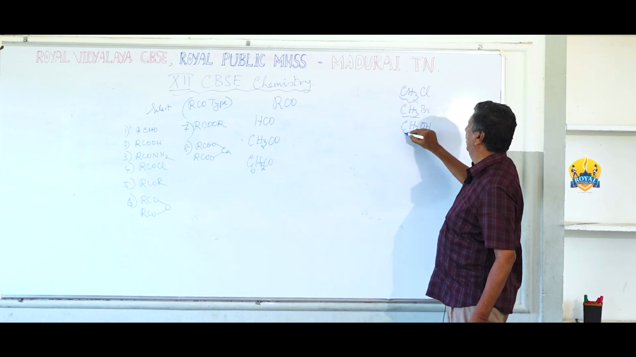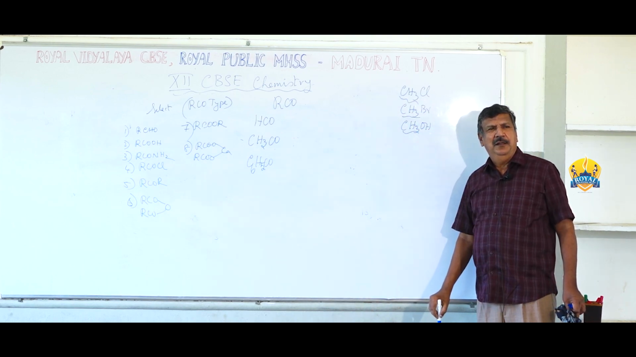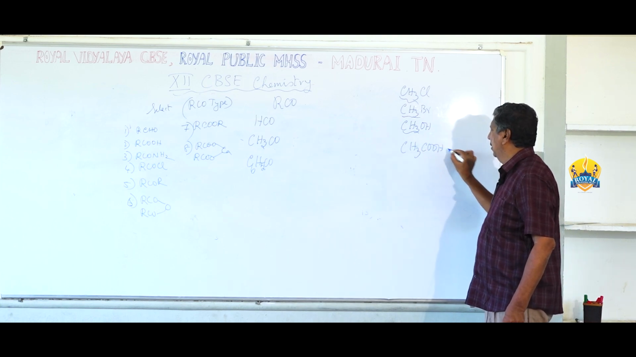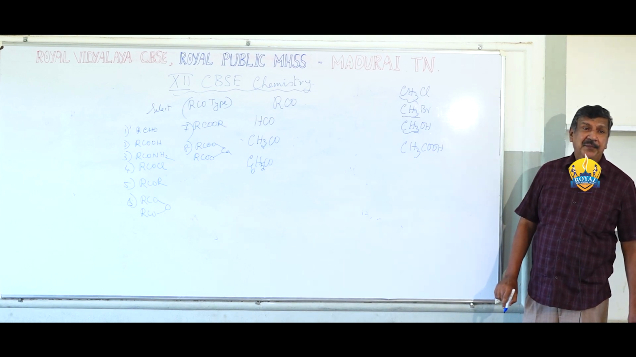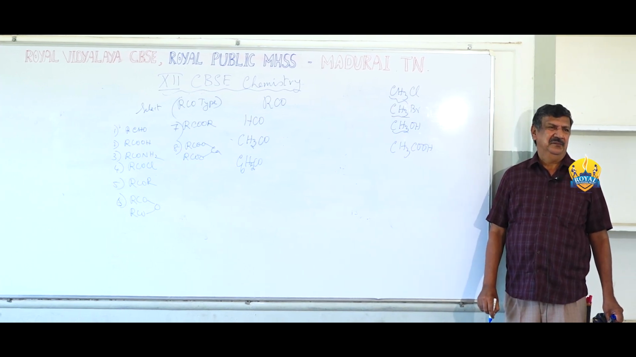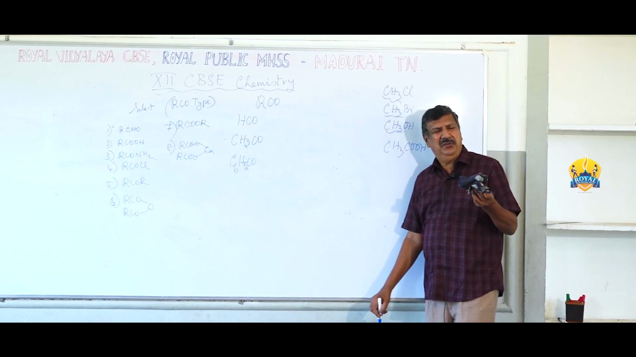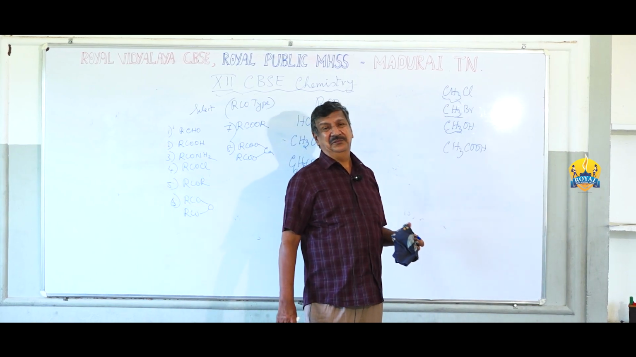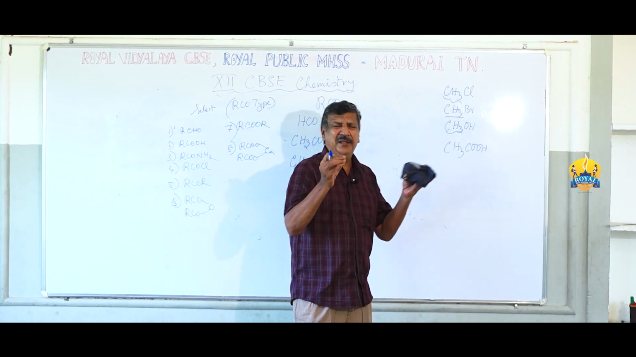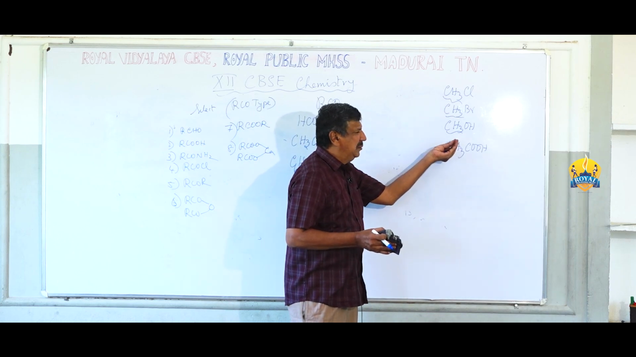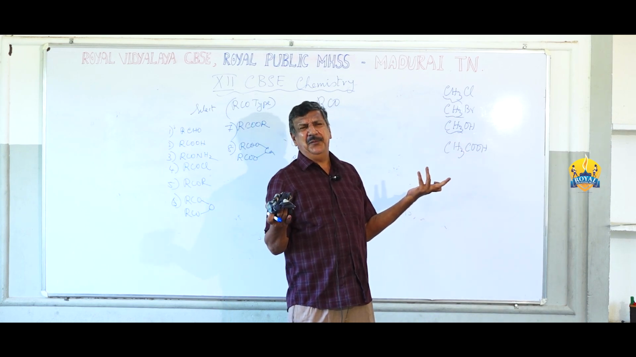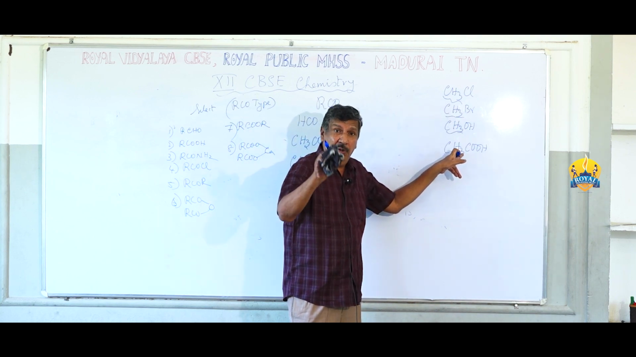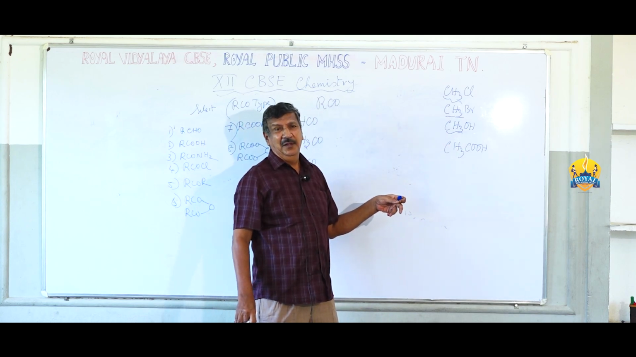CH3 means methyl. Okay. Then, when you write like this, they won't say methyl acid. You can ask that doubt. Why is it not methyl acid? It is called acetic acid. This is a very basic thing. If you know all this basic thing, you can clear organic chemistry. This is methyl, but this is not methyl, even though it contains CH3.